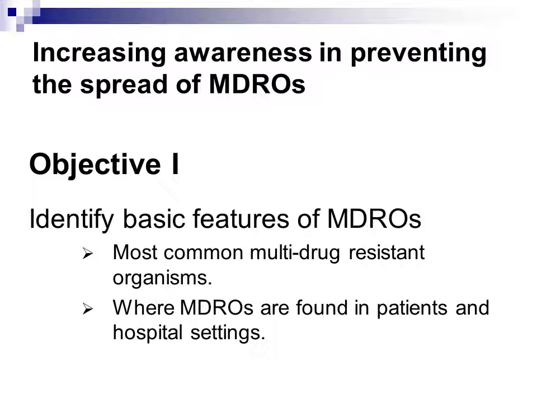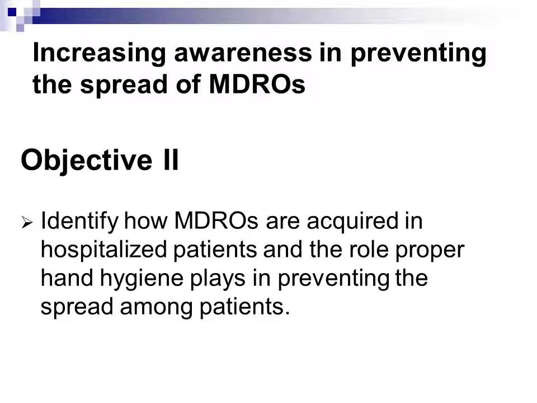The first objective of this module will be to identify the basic features of multi-drug resistant organisms, from now on referred to as MDROs, identifying which are the most common MDROs, and to identify where MDROs are found on patients and in hospital settings. The second objective is to identify how MDROs are acquired in hospitalized patients and the role proper hand hygiene can play in preventing the spread among patients.